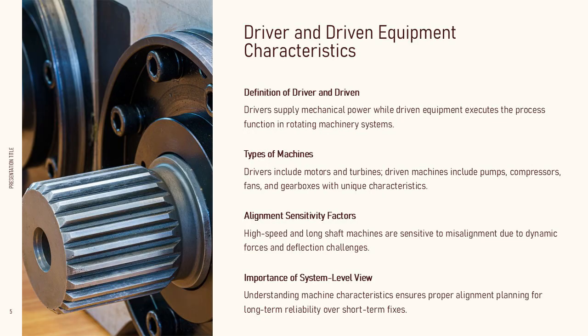In rotating machinery systems, the driver is the source of mechanical power, while the driven equipment performs the intended process function. Common drivers include electric motors, steam turbines, gas turbines, and internal combustion engines. Driven machines typically include centrifugal pumps, positive displacement pumps, compressors, blowers, fans, mixers, and gearboxes. Each type of driver and driven machine has unique mechanical characteristics that influence alignment sensitivity.